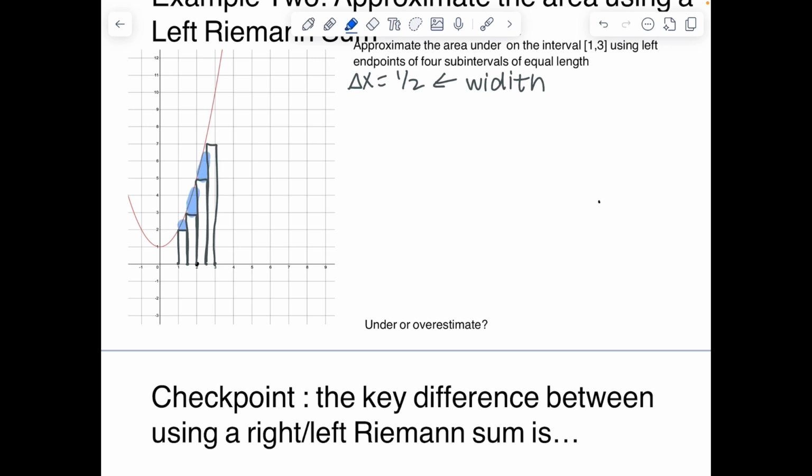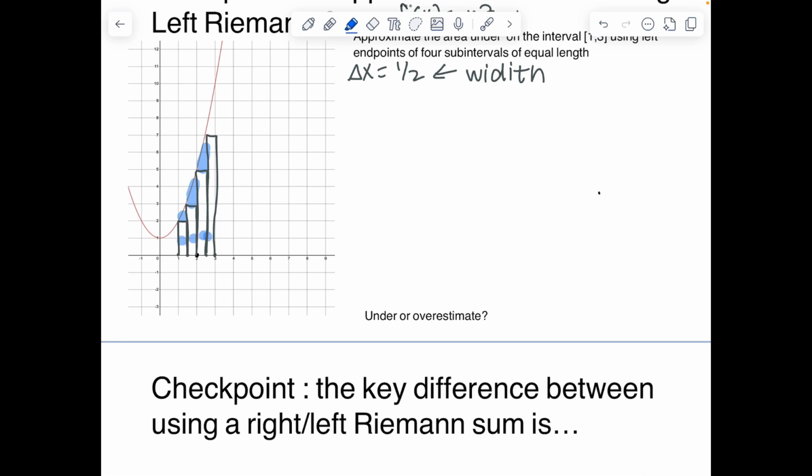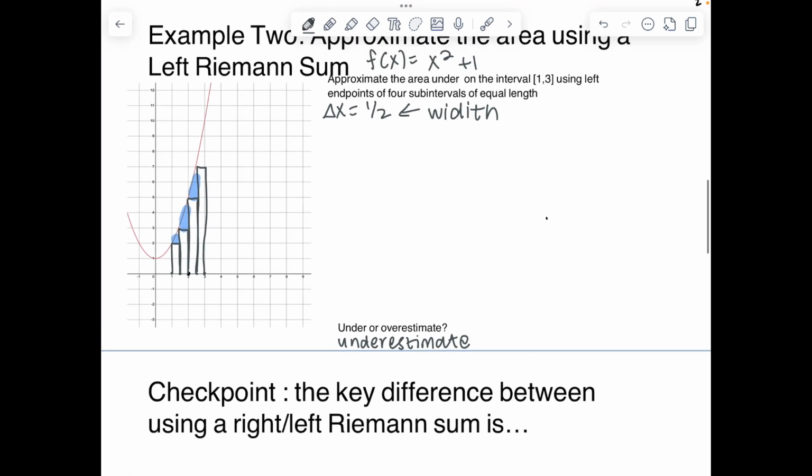I'm basically finding the area of these 4 rectangles, but these 3 spaces that I just drew right there, those aren't going to count. And so this one's going to be an underestimate. And so I'm going to go ahead and write my integral out. I'm approximating the area under the curve from 1 to 3.